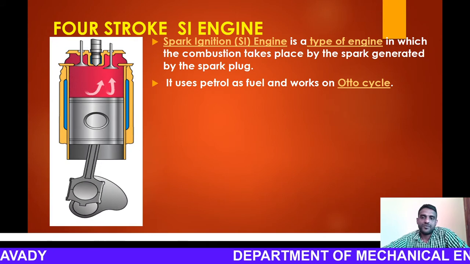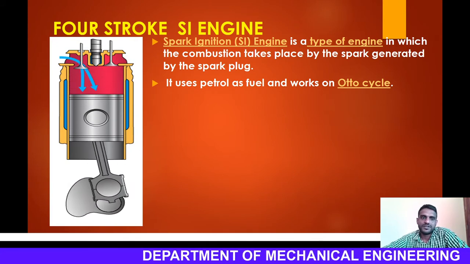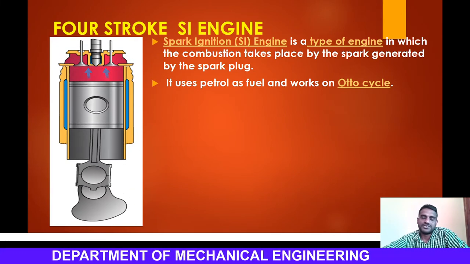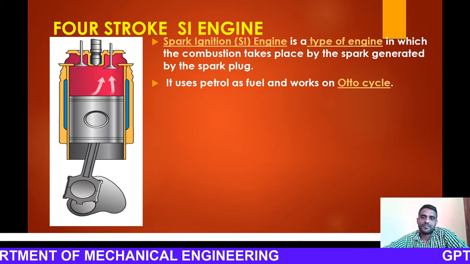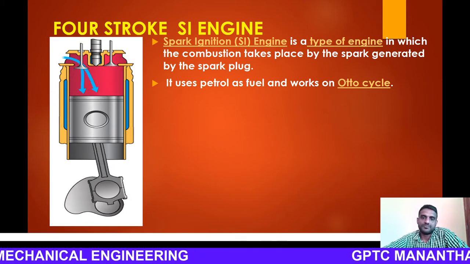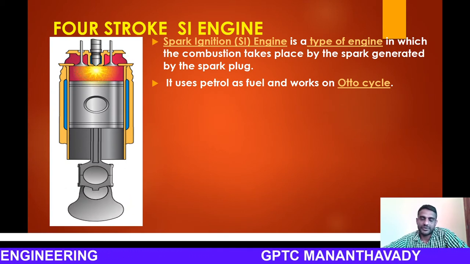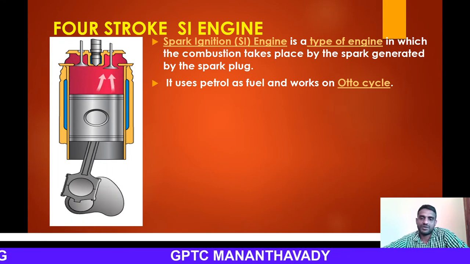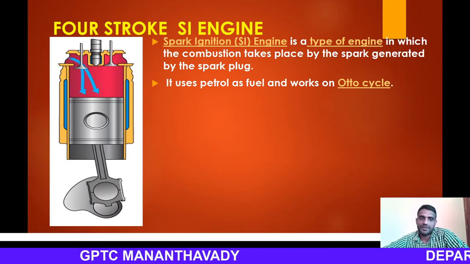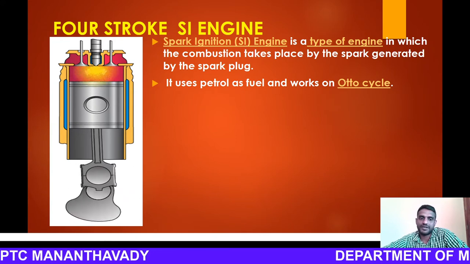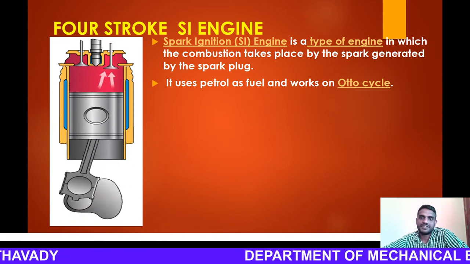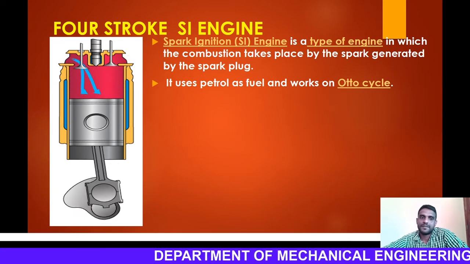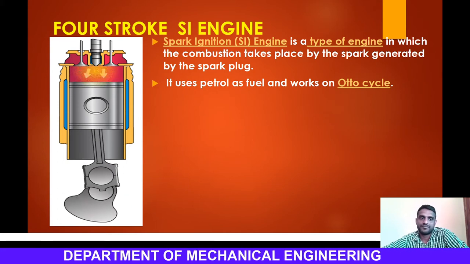It consists of four processes: isentropic compression, constant volume heat addition, isentropic expansion, and constant volume heat rejection. Compression and expansion take place isentropically, and heat addition and heat rejection take place at constant volume.